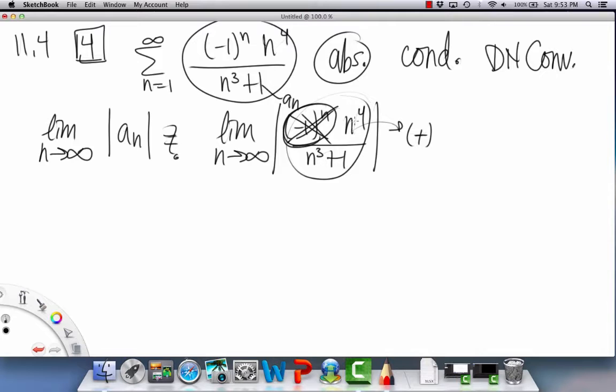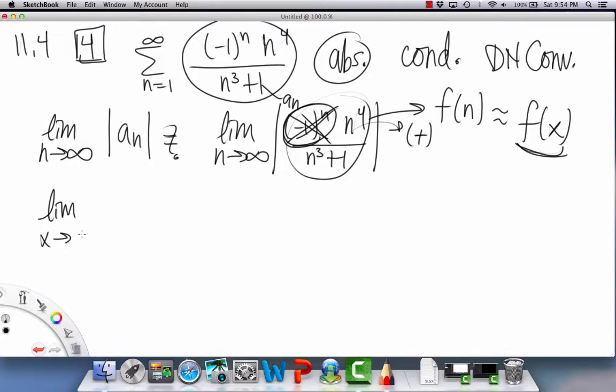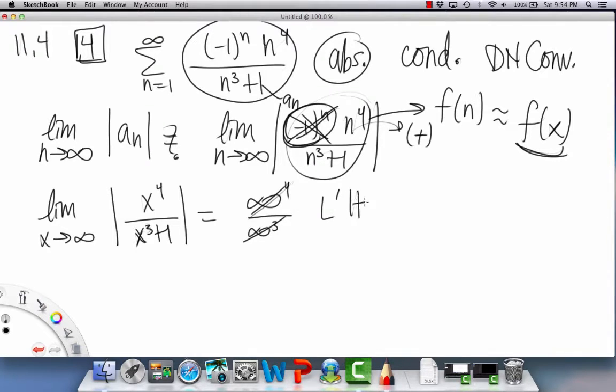At this point, I'm going to represent this as f of x, as we've seen before. It means basically the same thing, but you'll see why. So I'll rewrite this as the limit as x goes to infinity, replacing the n's with x's: x^4 over x^3 plus 1. Let's try plugging in infinity. We have infinity to the fourth over infinity to the third. That's an indeterminate form, so we have to utilize L'Hopital's rule.